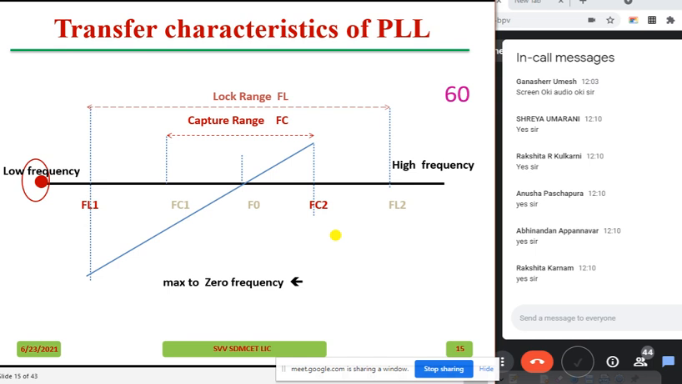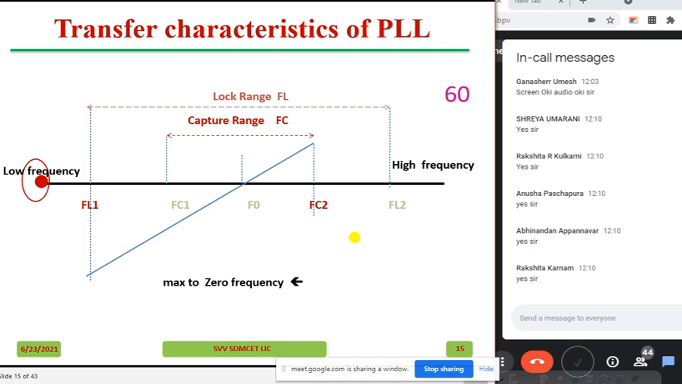This video was uploaded long back, and more than 20,000 students have already studied this, and I hope my students might have seen it too. If they have a doubt, they can ask later. Now coming to this, FL1, FL2 is the lock range, FC1 and FC2 is the capture range.